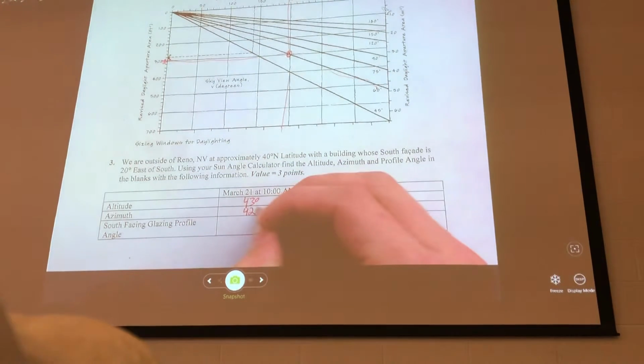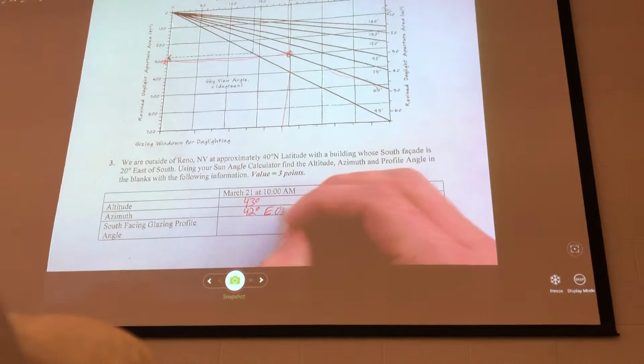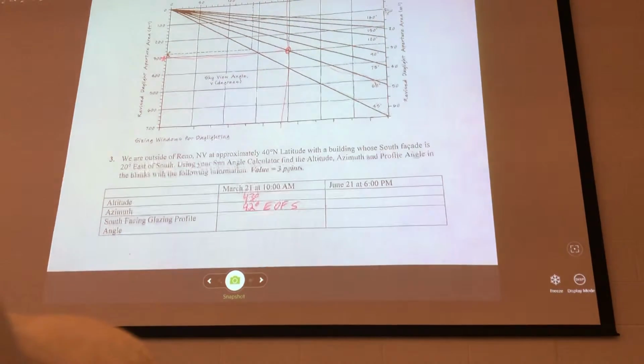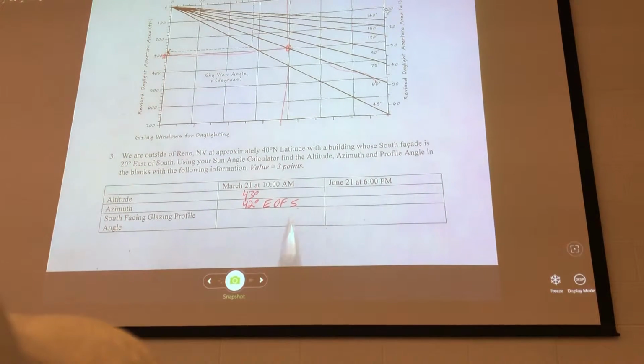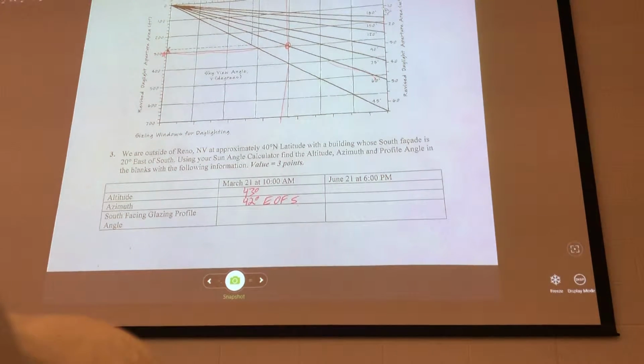42 degrees east of south. Make sure that you do specify which direction it is. If you do not, then you did not specify the correct angle. So in this case, east of south or west of south. You don't have to necessarily write out east of south. E of S is perfectly fine, or W of S. That tells us exactly what we're looking for.